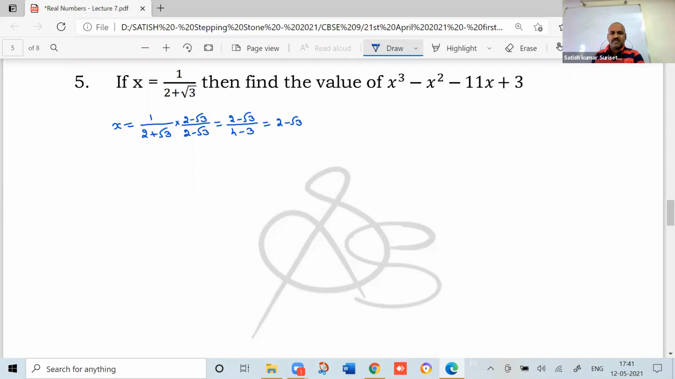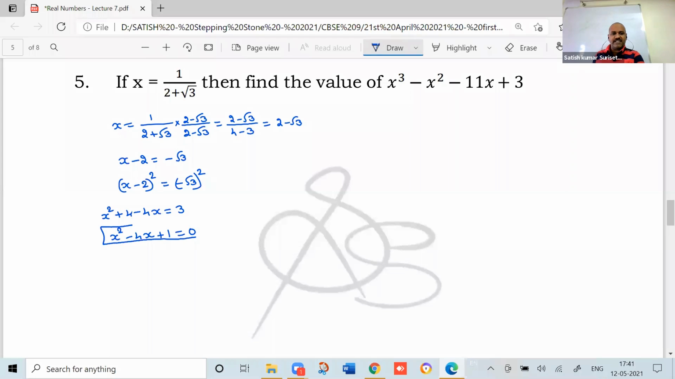But instead of that, the preferable method is take 2 to the left side, x minus 2 equal to minus root 3. That is, separate the radical. Now you square it on both sides. So x minus 2 whole square equal to minus root 3 whole square. Expand x minus 2 whole square. x square plus 4 minus 4x equal to minus root 3 whole square. So minus becomes plus, so it is 3. So take left side all the terms. So x square minus 4x plus 1 equal to 0.